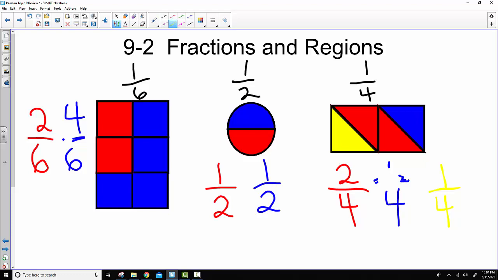Reviewing, we see that our first rectangle has 2/6 red and 4/6 of the figure is blue. The circle is divided evenly into halves, 1/2 red, 1/2 blue, and the rectangle is divided into 4 parts. 2/4 are red, 1/4 is blue, and 1/4 is yellow.